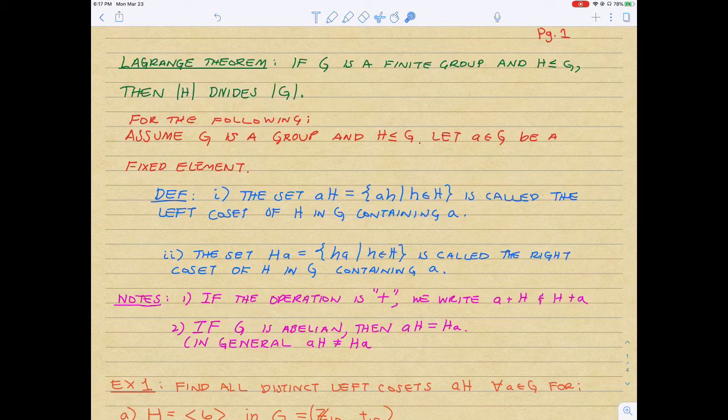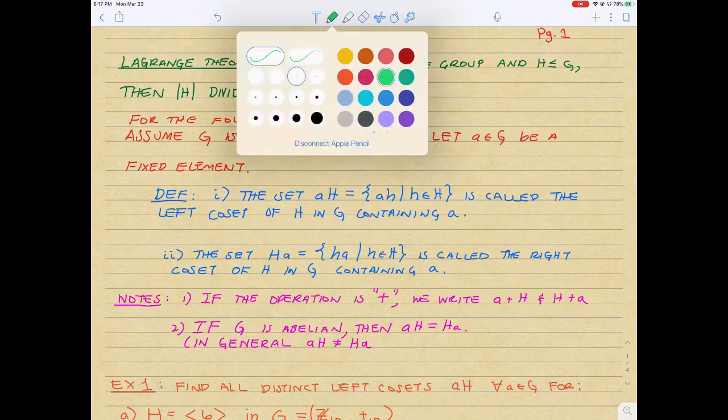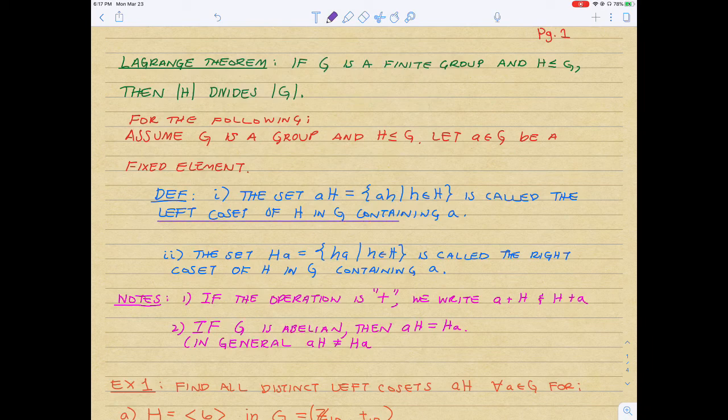Okay, so we have that. The set aH is the set of ah, where h belongs to big H. This is called the left coset of H in G containing a. And the set Ha, which is the set of ha, where h is an element of big H, is called the right coset of H in G containing a.